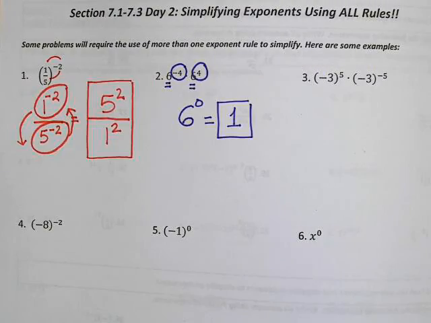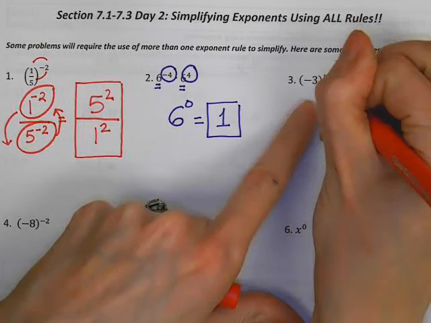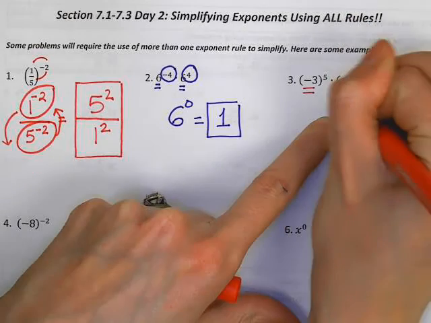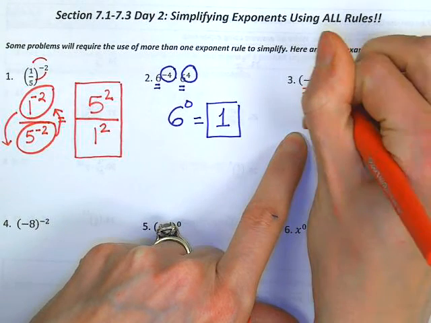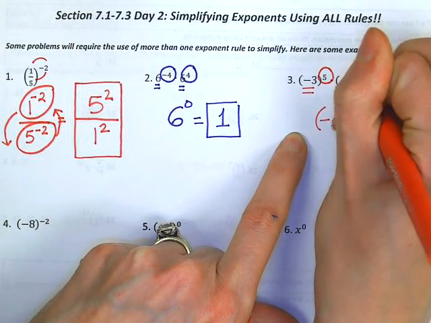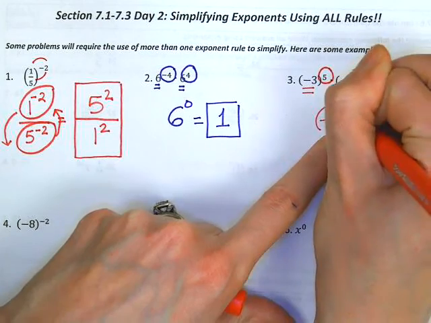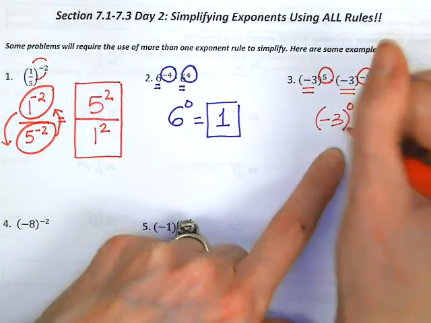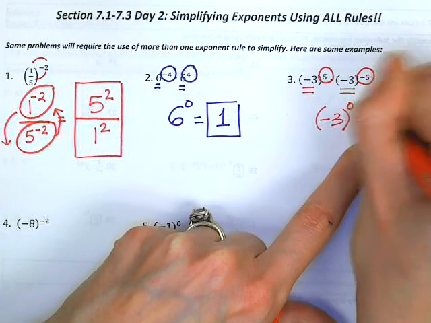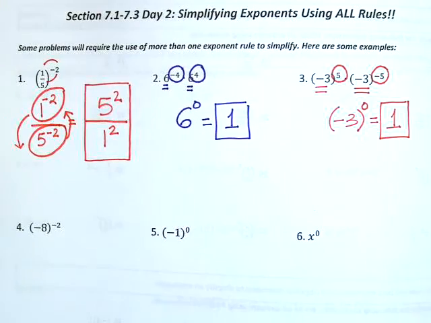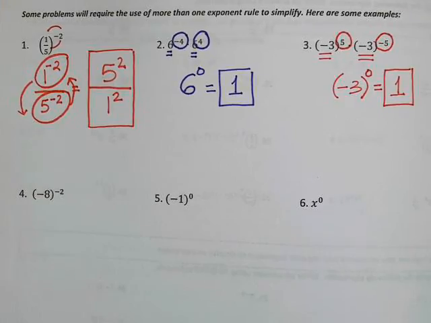All right, number 3 is exactly the same. If you are multiplying same bases, the base stays the same, and you add the powers. So 5 plus negative 5 is 0. And then same thing. Anything to the 0 power is always 1. So it's just kind of combining all the rules.